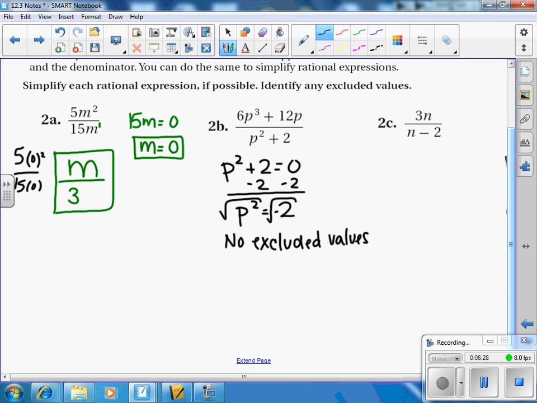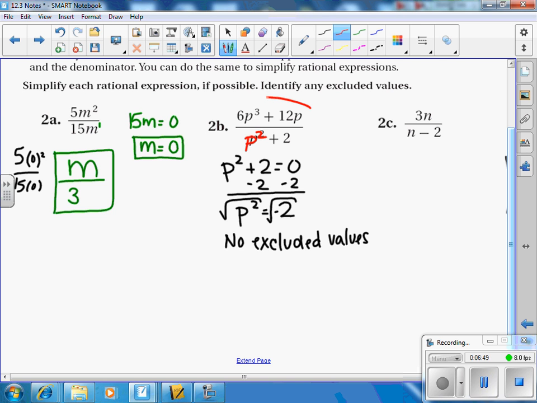Any number will work for this one. And that's because you're going to be squaring it. So positive, negative, or 0, you're going to get a number out, and then you're going to add 2 to it. So there's nothing you can plug in there that will give you 0 in the denominator. So now that we have that part done, let's do some simplifying.